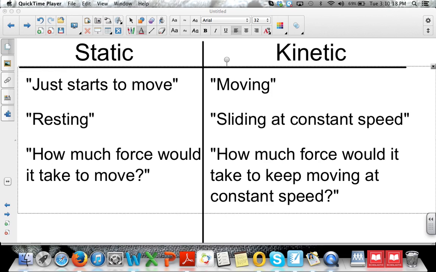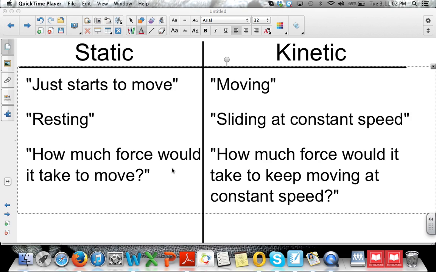So for static friction, here are some sentence starters or key words that will be in the problem. You need to read your problem carefully and decide if it's moving or not. In static, it says just starts to move. If a problem says that about a box, that means you're using static friction because you're looking at the box up to that point, right when it started to move. If it says that the box is resting, that means you're using static friction. I mean, that's the definition of static friction. If it asks you how much force it would take to move this box, that's also static friction. That implies that it's not moving yet, and you have to figure out how much force it's going to take.